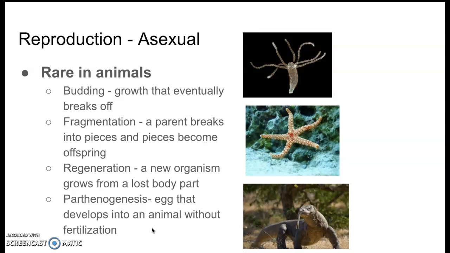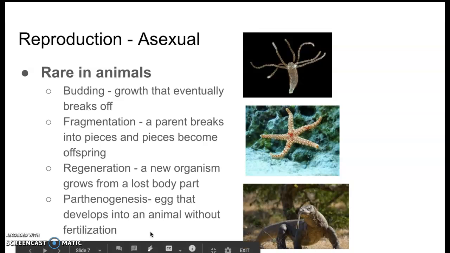Parthenogenesis. So parthenogenesis is when an organism is able to lay eggs and have offspring without fertilization by a male. In this case, this Komodo dragon is able to lay eggs without a male, and those eggs actually grow into a copy of this Komodo dragon.